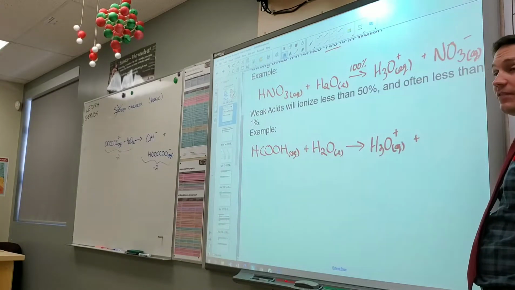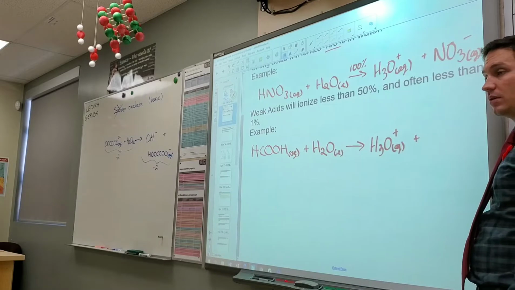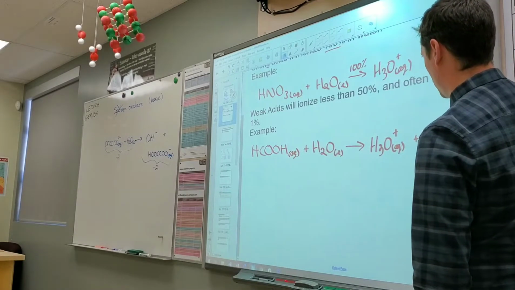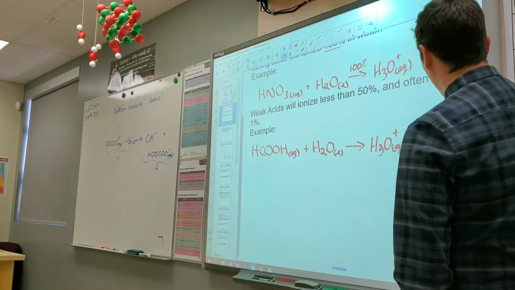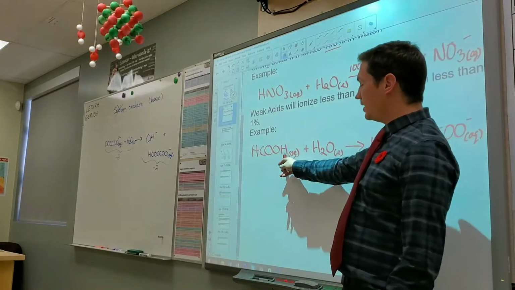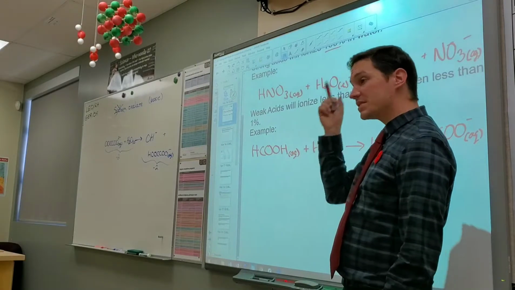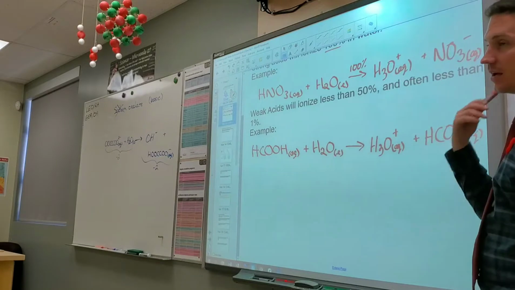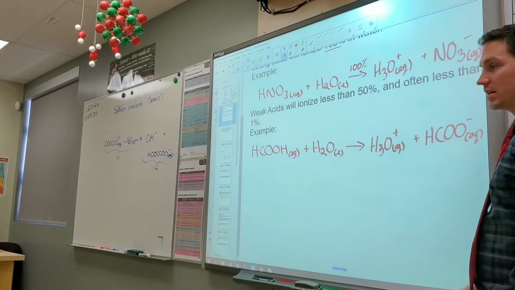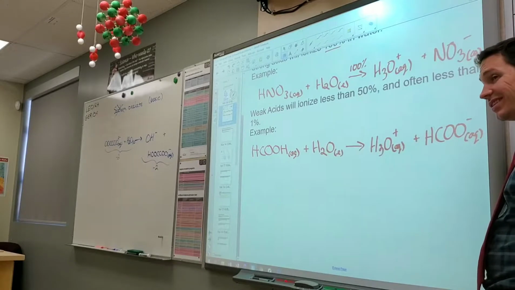What's going to be left over when we do this? Remember, it's the H attached to the COOH that leaves. That's the acidic hydrogen. The other one isn't acidic. It takes a lot to be able to remove it. Wim, what was your question?